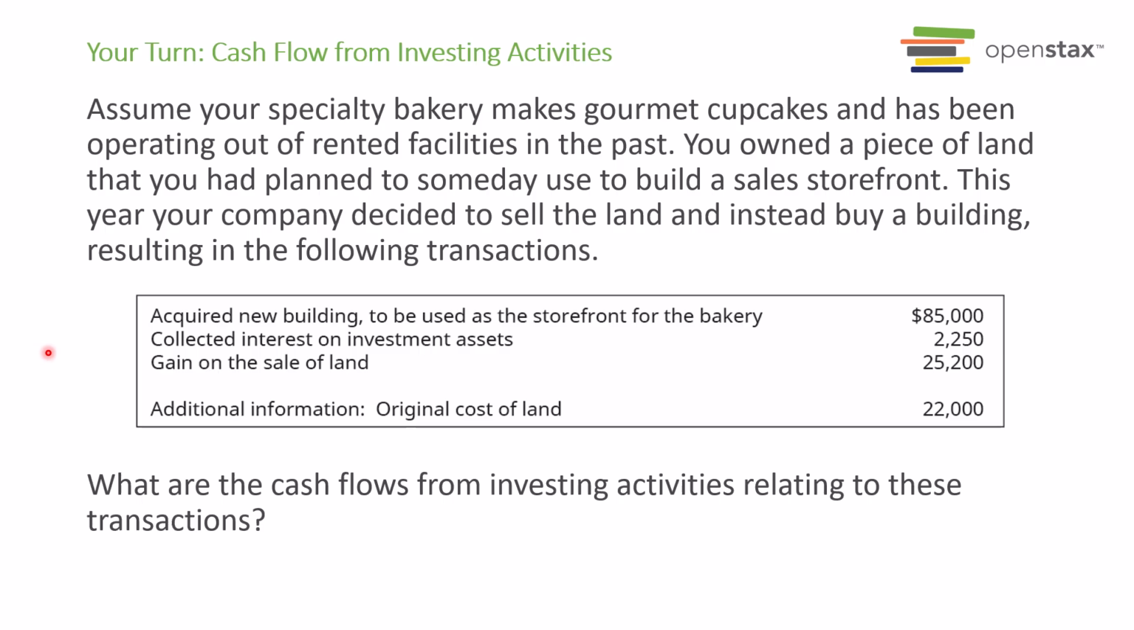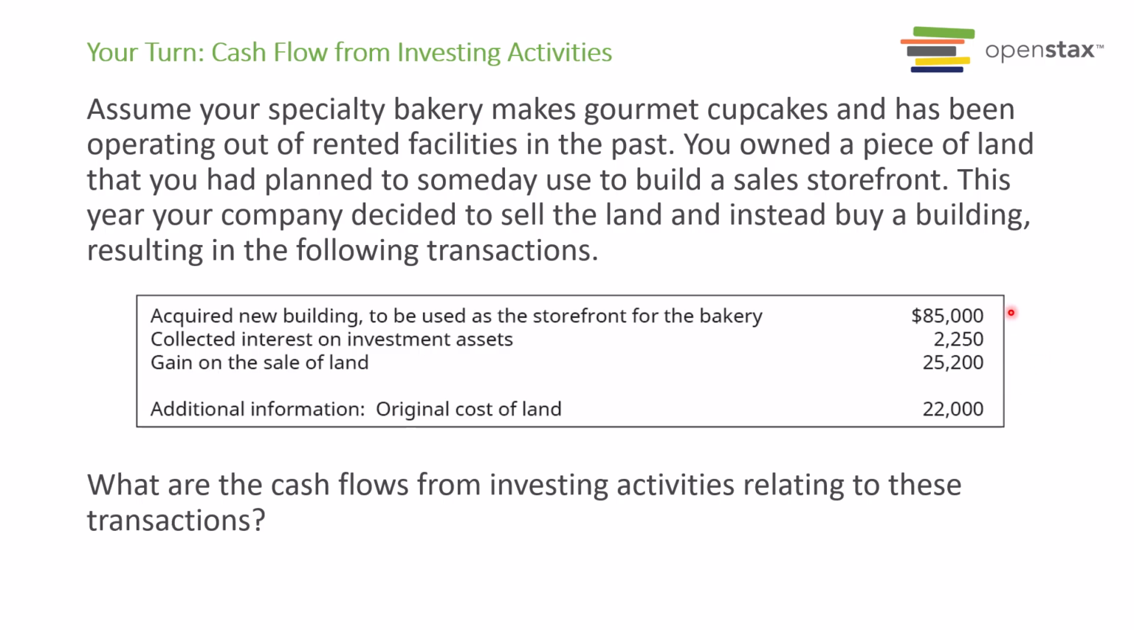So we buy the building for $85,000. They also collected some interest on investment assets, and there was a gain on the sale of the land. And they told us that the original cost of our land was $22,000. And so what are the cash flows related to these transactions? A couple of pieces of info here as we think about the investing section.